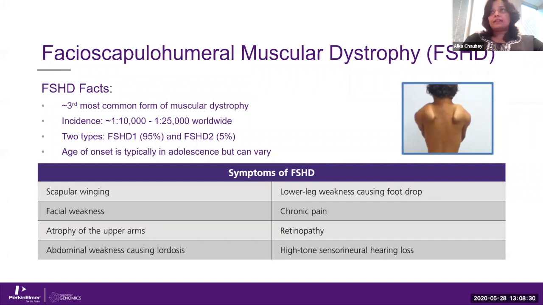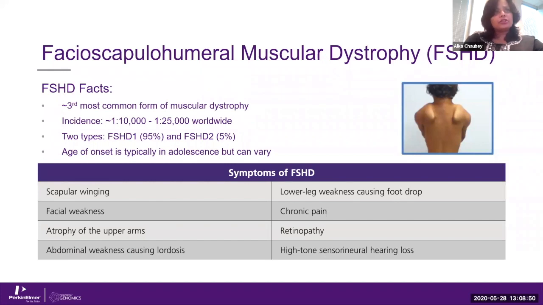One of the classic features of FSHD is the scapular winging that you see in this image of this patient, and some of you might be aware of it, depending upon how you are associated with the FSHD society. But the main symptoms of FSHD are scapular winging.